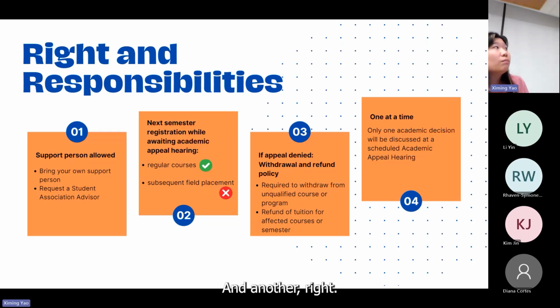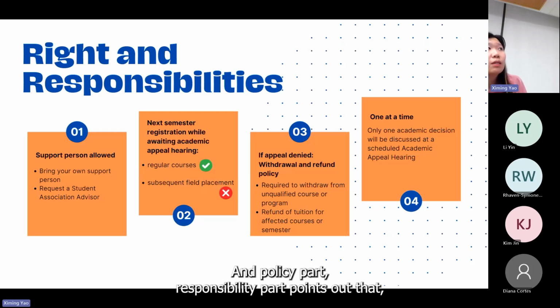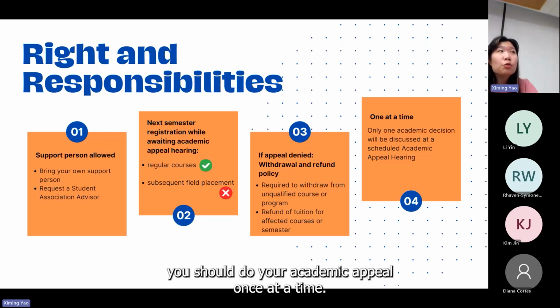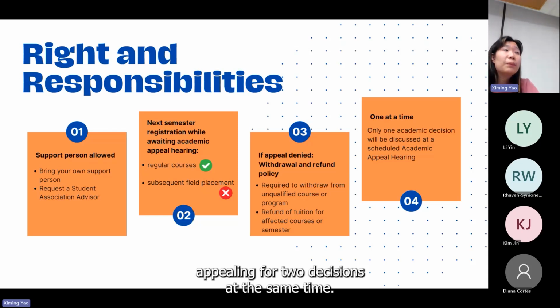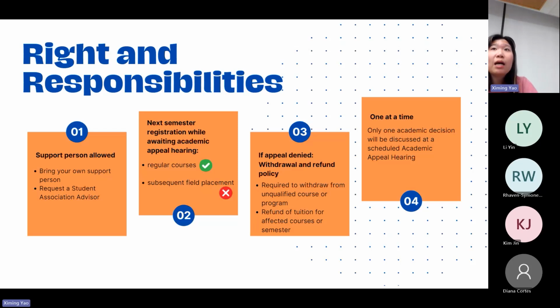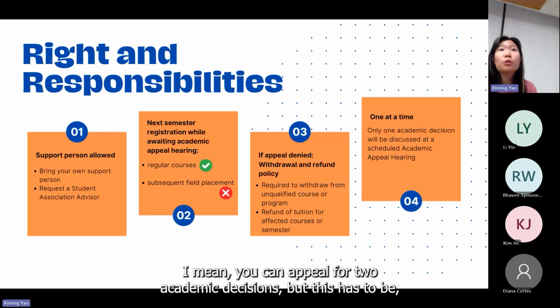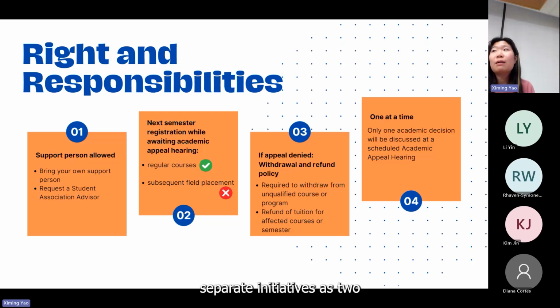Another right and responsibility point is that you should do your academic appeal one at a time. That means you cannot appeal two academic decisions at the same time. I mean, you can appeal two academic decisions, but these have to be initiated as two separate appeals.